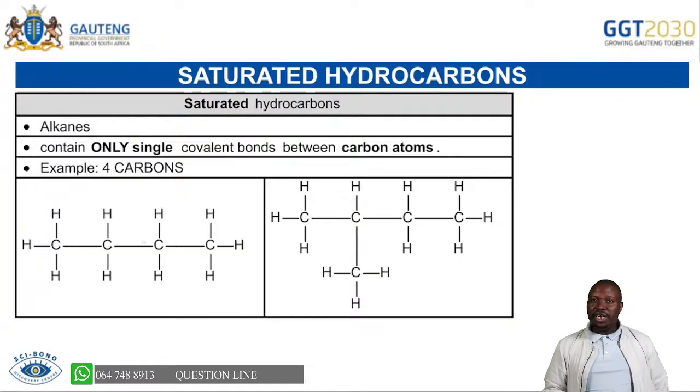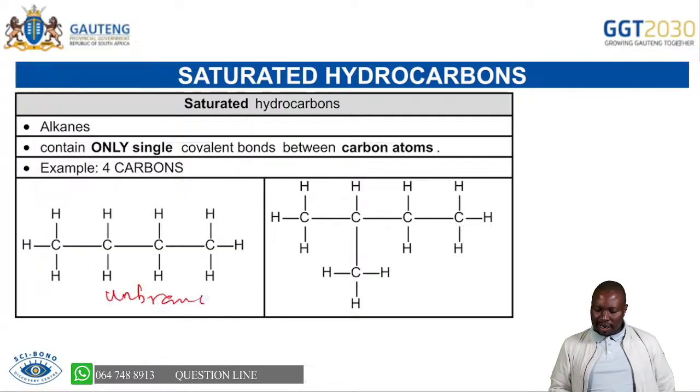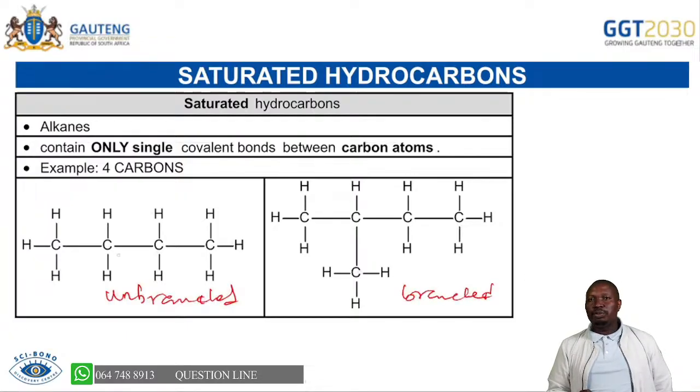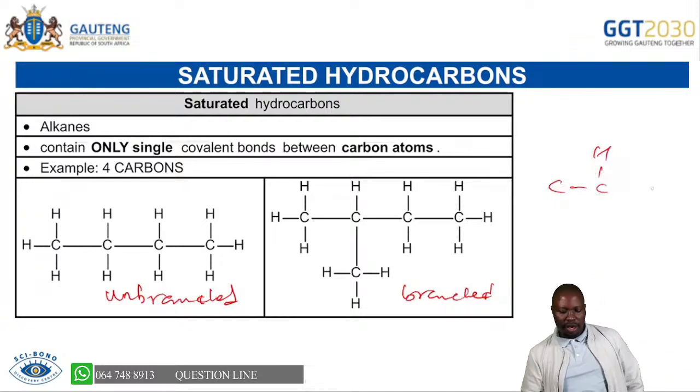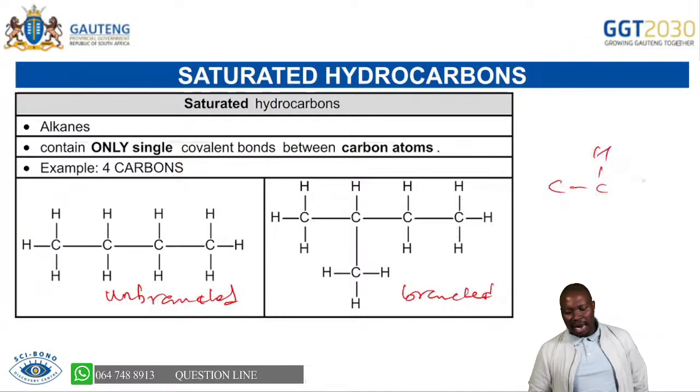They can be straight chains or they can be branched. You can see this one is unbranched. So our alkanes can be unbranched and they can be branched. That doesn't change anything, as long as they have no multiple bonds between carbon atoms. First condition is carbon-carbon and carbon-hydrogen single bonds. As long as they have carbon-carbon and carbon-hydrogen bonds, you are able to see that these are hydrocarbons.